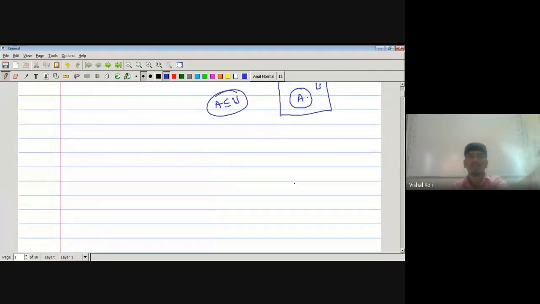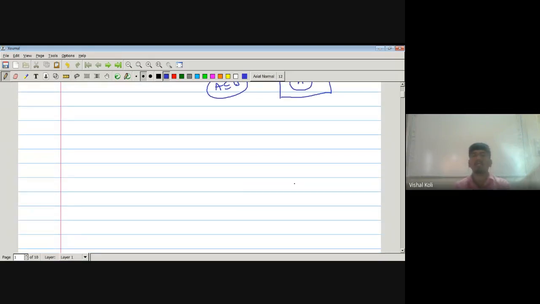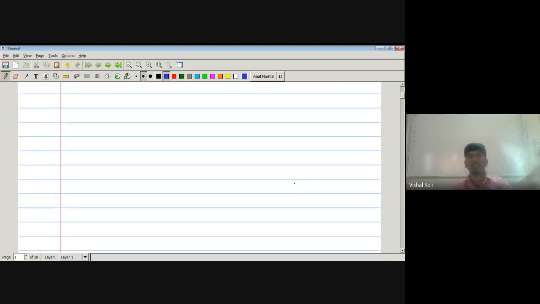Okay, now depending on this definition of Venn-Euler diagram, we will define some new concepts, which are union of sets, intersection of sets, difference of any two sets, and complement of a set. See, first one, union of sets. That is, if we have two or more than two sets, then how will you define the union of these sets? Now let A and B be any two sets.